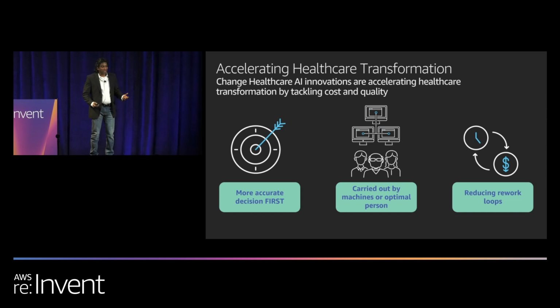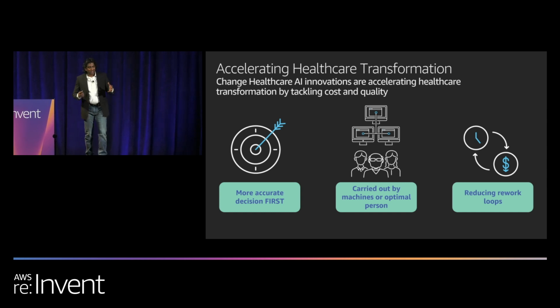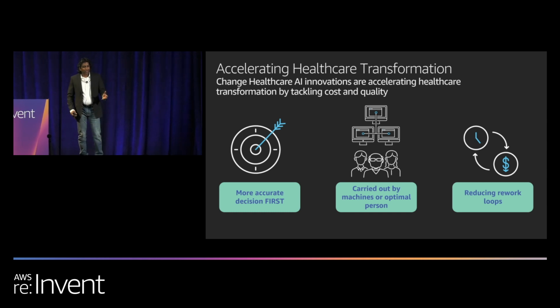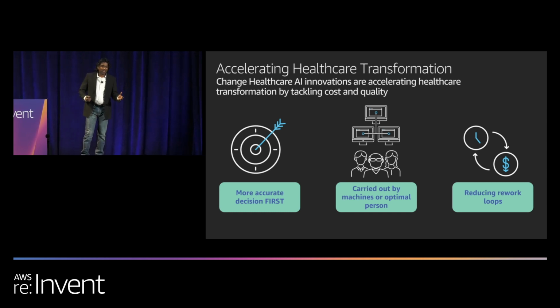To implement this strategy, we are taking the huge amount of data in our network and using AI to make more accurate decisions first, and then carry out these decisions by automation or routing to the appropriate skilled agent. So the whole idea is to reduce the rework loops. That's the main cause of this waste. You keep repeating the same thing, go back to the provider, and then send back the claim again with additional data. We want to reduce it with smart decisions and AI.